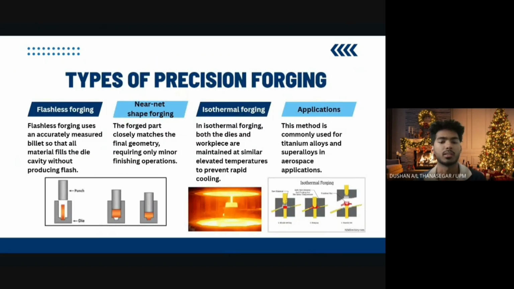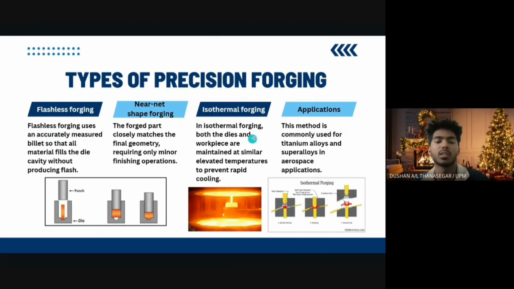Now, let's look at the types of precision forging that are available. There are several types of precision forging, each suited for a specific application. The first is flashless forging, where an accurately measured billet is used so that the material completely fills the die cavity without producing the flash. This results in minimal waste. Now, the next thing is near net shape forging, where the forged part closely matches the final geometry and requires only minor finishing operations, maybe such as machining, milling, drilling.